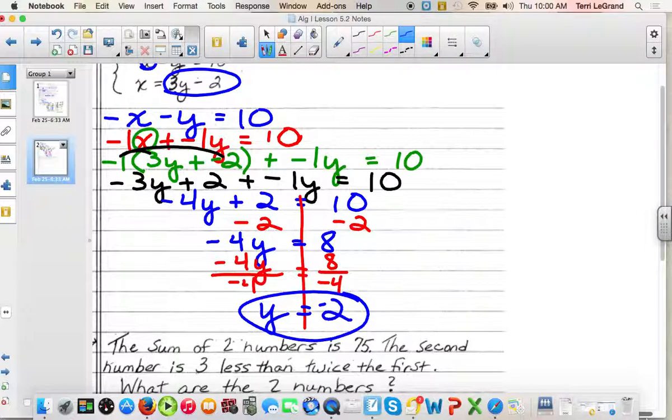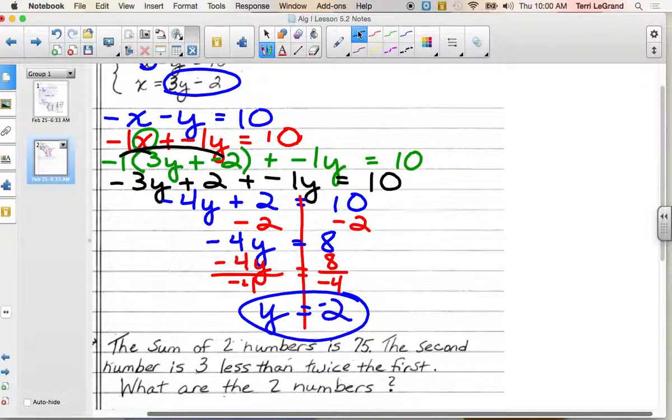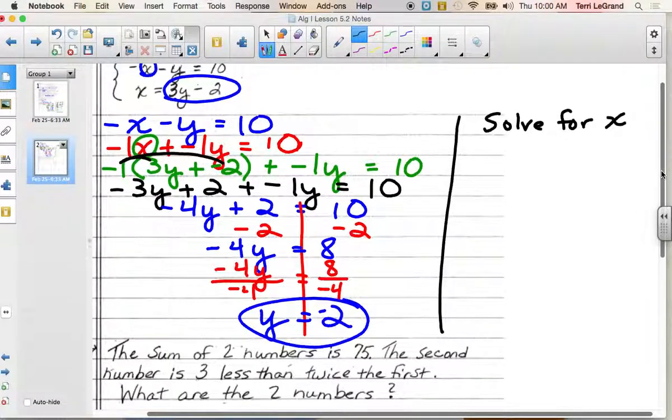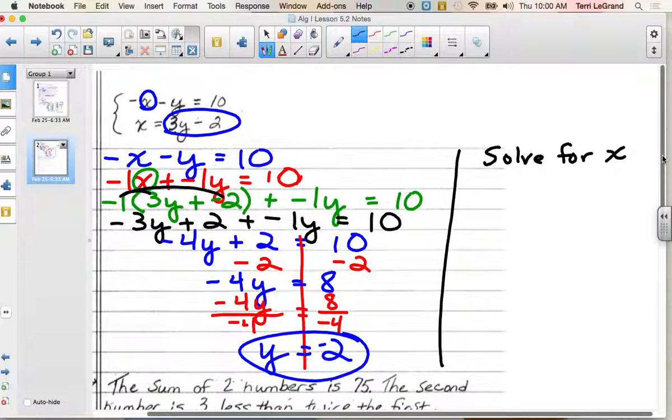Anybody agree with me? Need to challenge me? Maybe I did it wrong. Anybody get negative 2 for y? Okay, a few of us did. Think we can go with it? Okay, and then we're going to do what now? Solve for x. Now we've got to solve for x. So if you want to make yourself that little note, we now need to solve for x because we already have our y. Well, which equation do you want to use to solve for x?